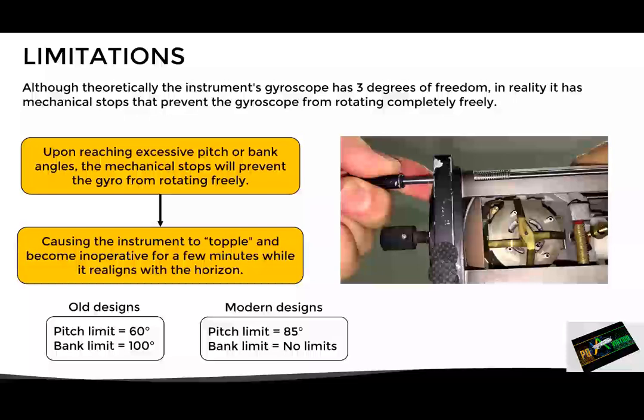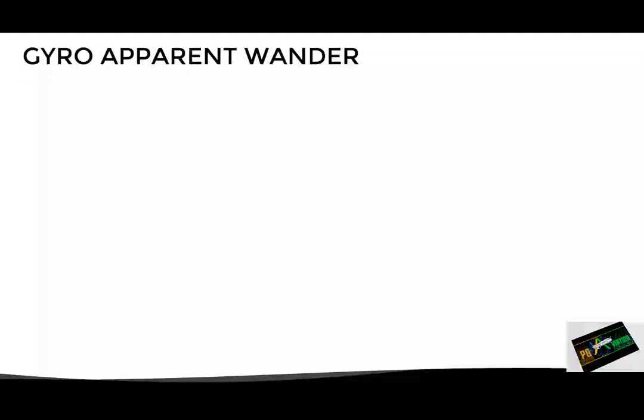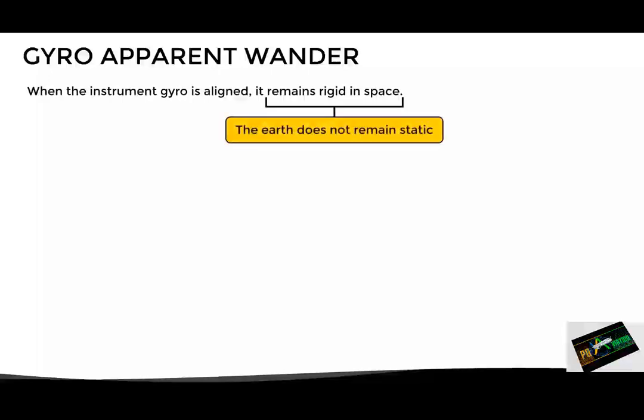Now, another effect that is present in this instrument is the gyroscopic apparent wander. Let's try to explain it simply. When a gyroscope starts spinning, it will tend to remain rigid in space. However, the thing is that the Earth does not remain stationary, it rotates at about 15 degrees per hour. This implies that the plane of rotation of the gyro will progressively drift from the real horizon.